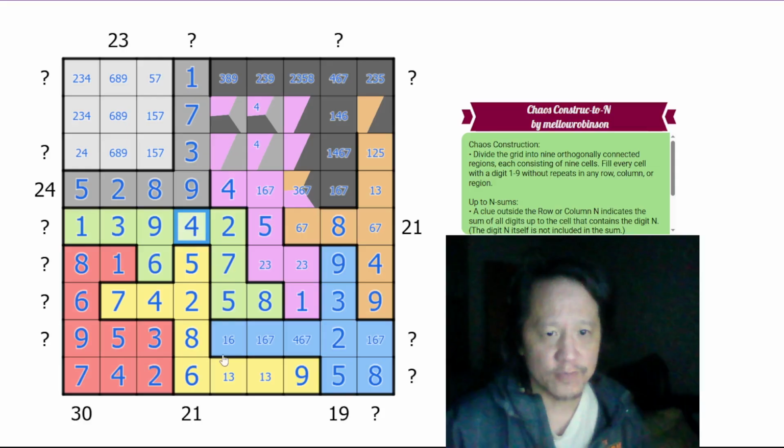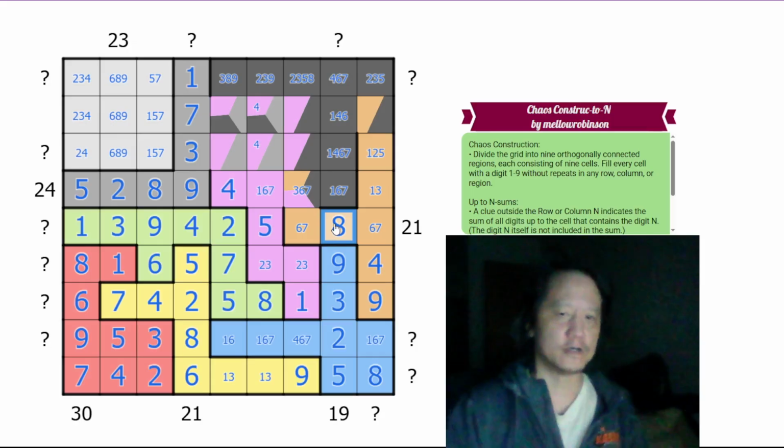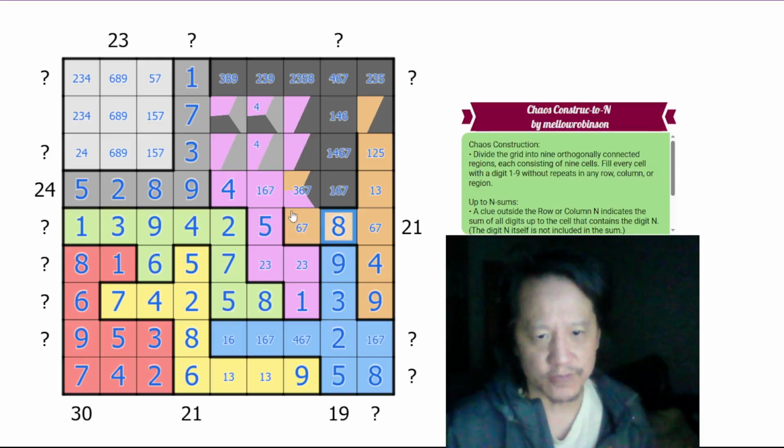Same region, different region 4. This adds up to 21, 6, 7, and 8 in different region 4. Same region, different region 8. This adds up to 19 plus different region 8 here. And I think, yeah, that's all the up to n sums. So now we just have to do sort of normal Sudoku then.